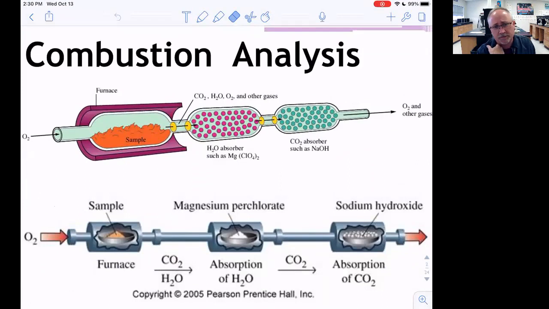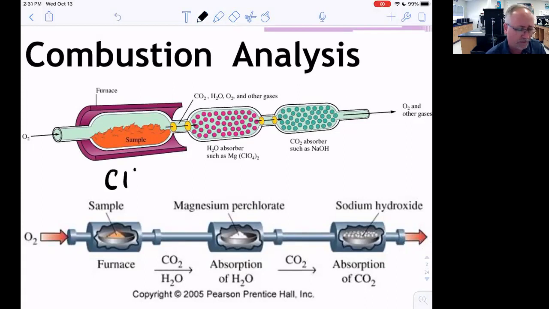What combustion analysis is: you heat up a sample and you react it with oxygen. To combust something means to combine it with oxygen. With combustion analysis we're only going to use hydrocarbons, or something that contains carbon, hydrogen, and possibly oxygen. In AP, we'll do it with amino acids and with nucleic acids, which also contain nitrogen. But we're not going to do that with you guys.